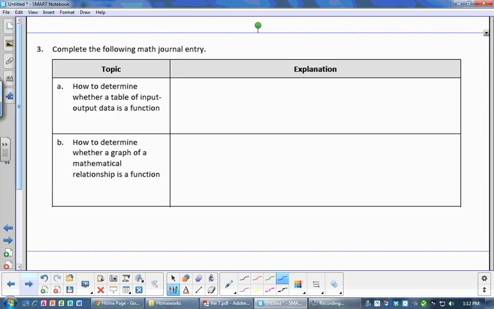For problem number 3, you are to complete the following math journal entry. Here you are to explain in your own words, when we use the tables, how you were able to determine if the tables, being the x's are the inputs, the y's are the outputs, determined a function.